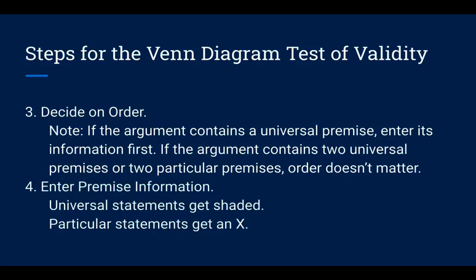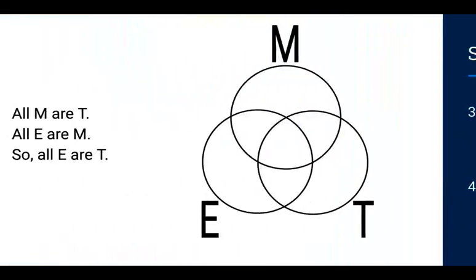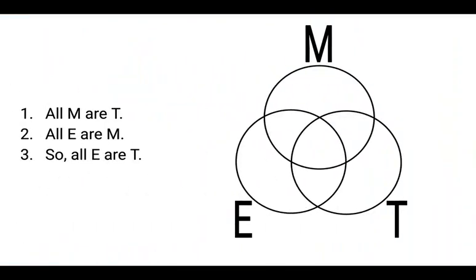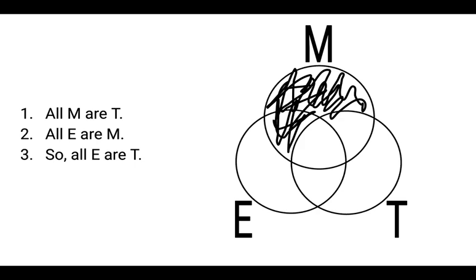4, enter premise information. Universal statements get shaded, particular statements get an X. So, what does this mean? Well, what we have to do is shade regions of these logical spaces that simply don't exist. For example, premise 1, all M are T. What that's really saying is that there is no M in existence that isn't in the T region. That means region 1 and 2, there's nothing in there. As you can see, once we've shaded this region, the only logical space left within the M category overlaps with the T category. That's what we mean when we say all M are T.